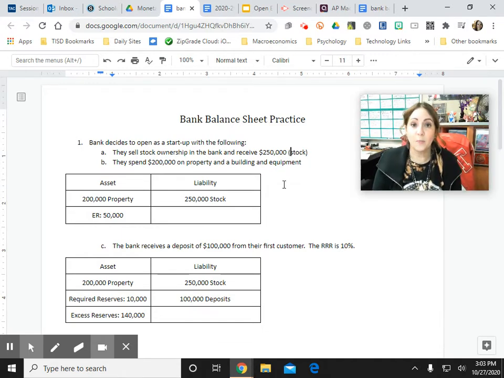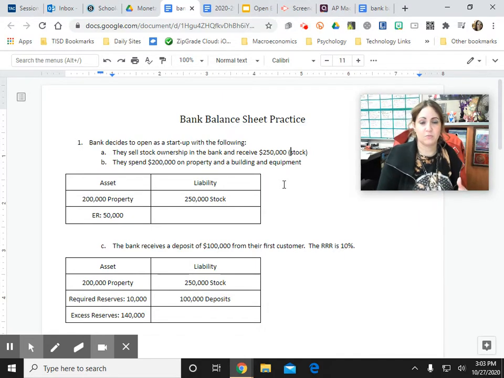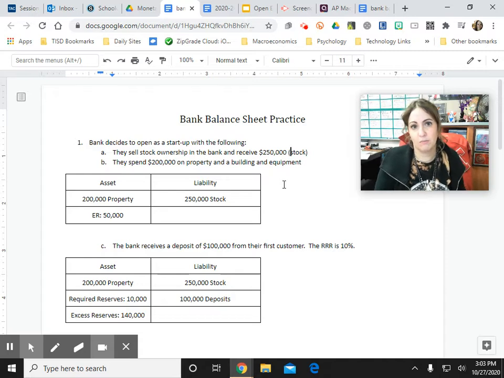So basically this bank opens up, their stockholders give them $250,000 to own the bank. And with all the stockholders' money, they buy the bank, the equipment, couches, all the stuff that you need in a bank. And for assets, well, the property is something the bank owns, and it's $200,000 of property.